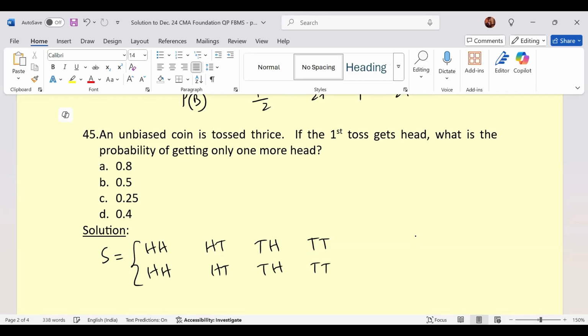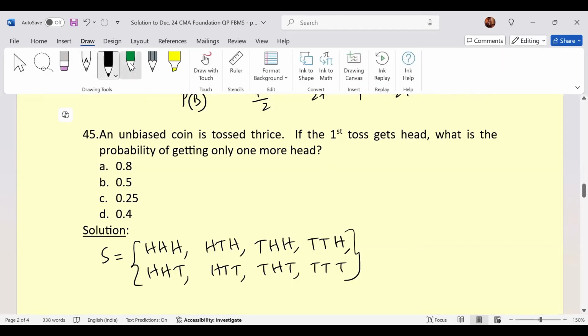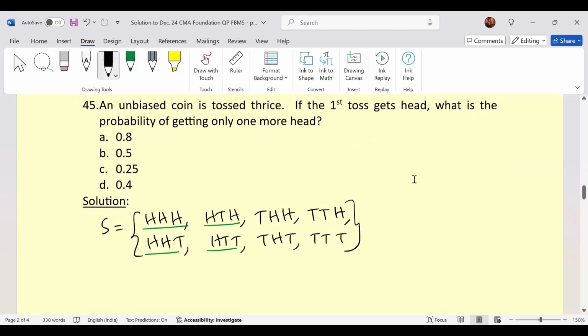I mean, this is one coin tossed twice. Now I will write everything with H in the first row, then everything tail in the second row. Now what does the question say? The first toss gets a head. So first toss gets a head is this, and this. Means there are 4 possibilities where first toss gets a head.